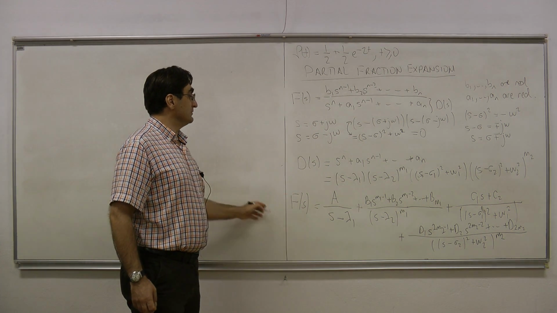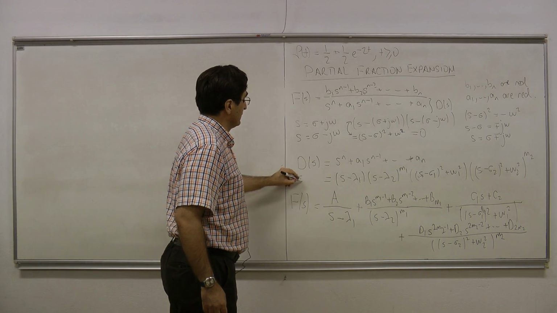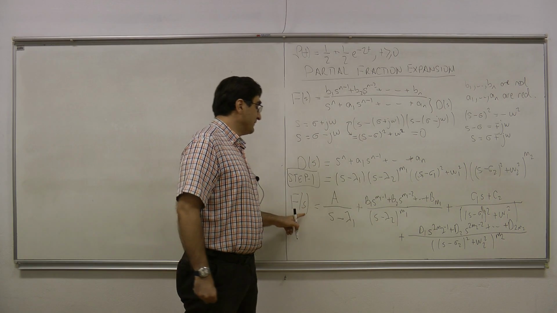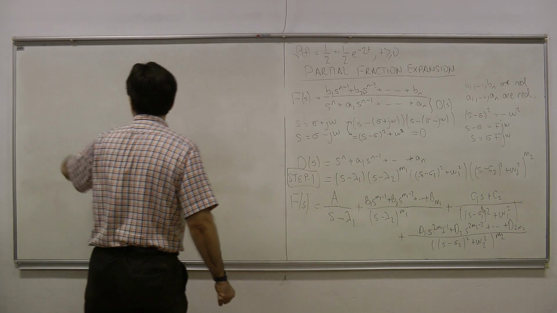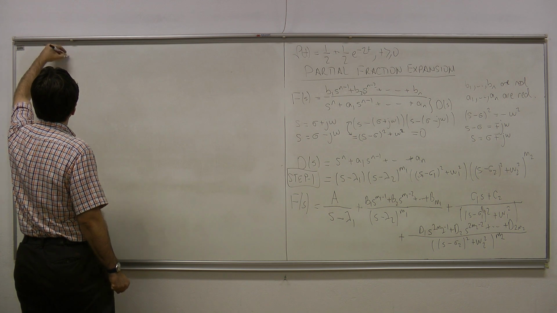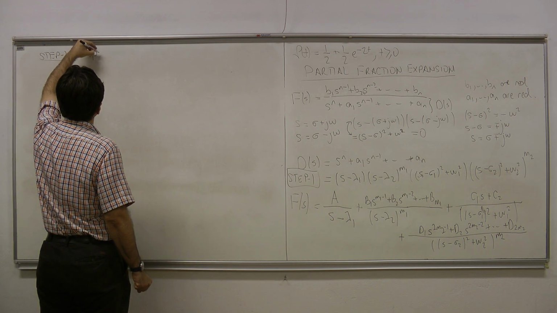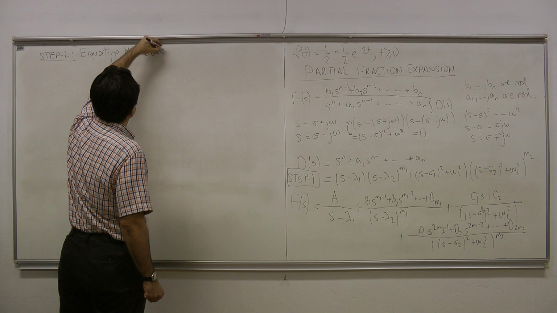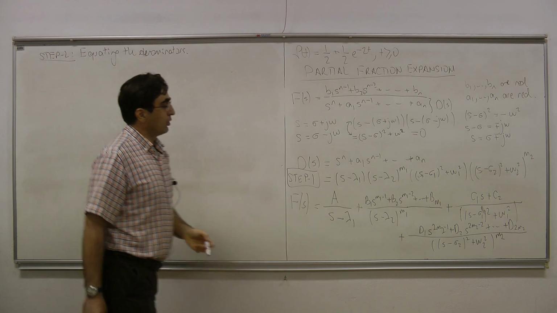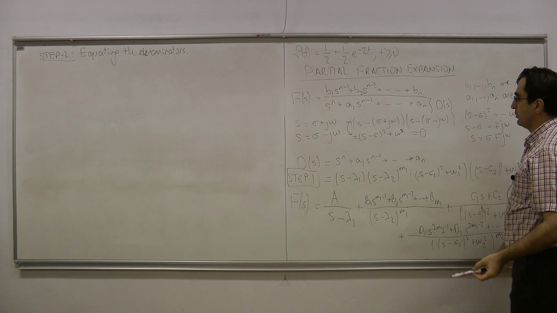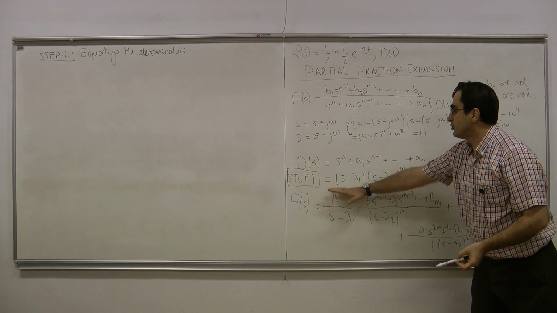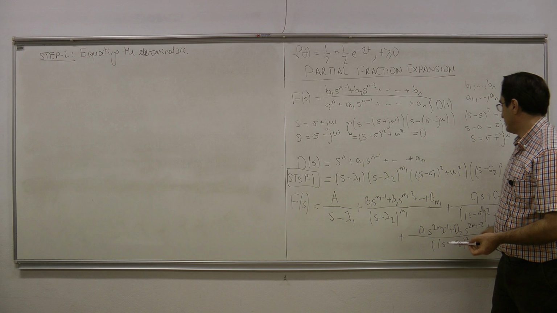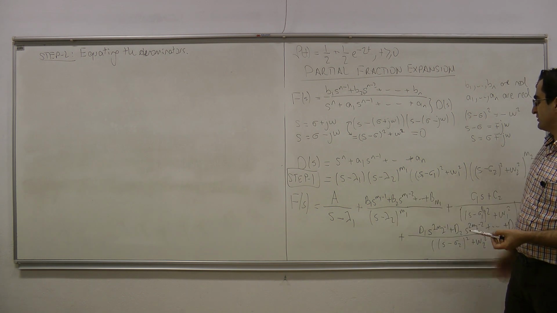Let us say that this is step 1 of partial fraction expansion. We're going to write F of s in terms of its partial fraction expansion. What is step 2? It is going to be equating the denominators. So we are going to equate the denominators here, and we are going to get the denominator of each term equal to this function. Obviously, I will not be able to do it with this abstract function here. I need to have a specific one.